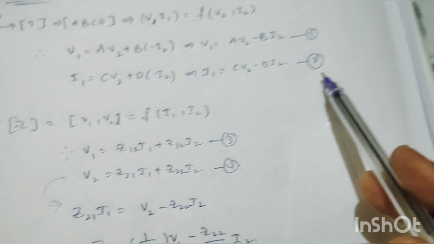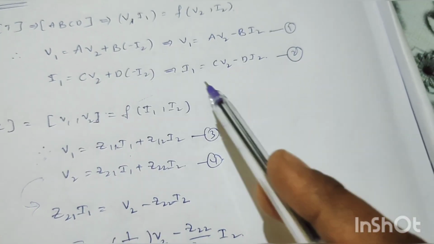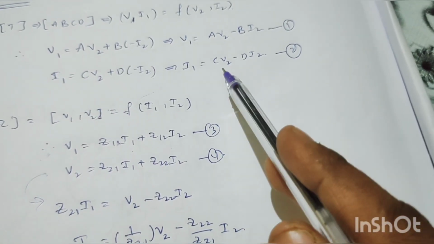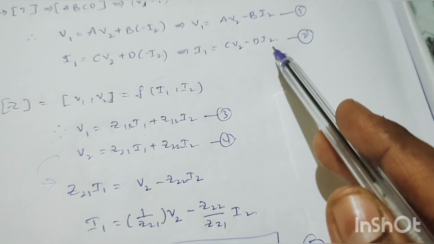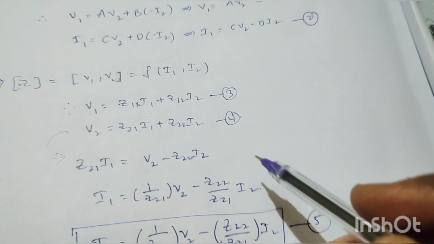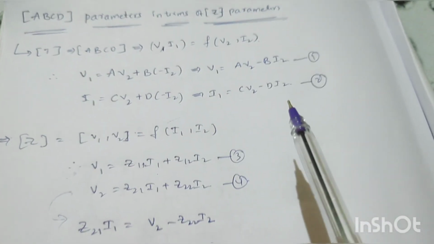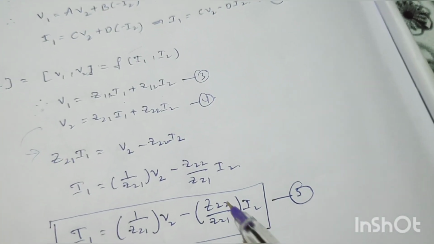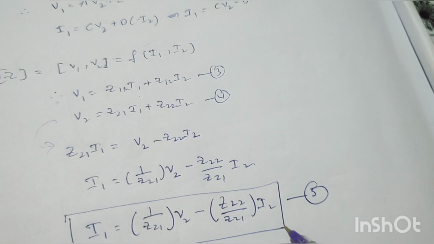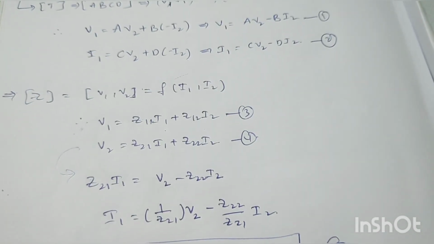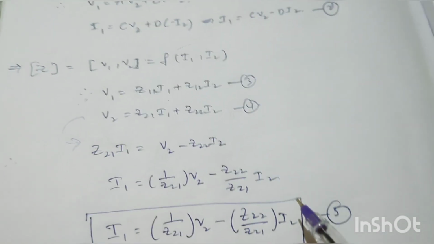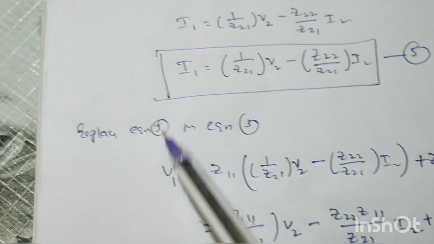Now compare this equation 5 with equation number 2. Equation number 2 is in the form of I1 is equal to C into V2 minus D into I2. So from here we can directly say C is equal to 1 by Z21, and D is equal to Z22 by Z21.